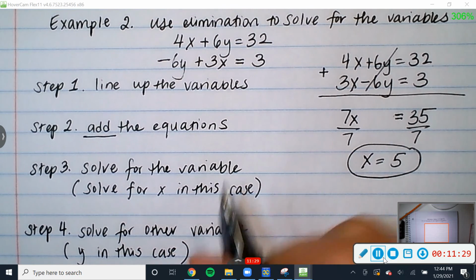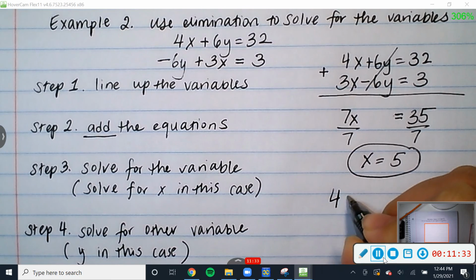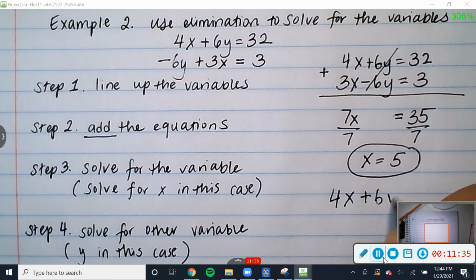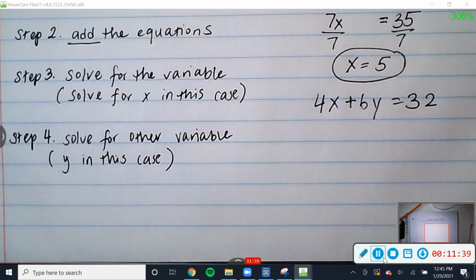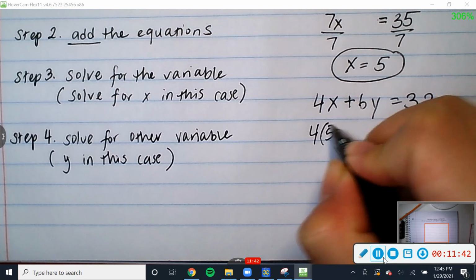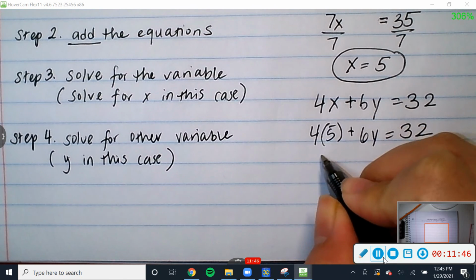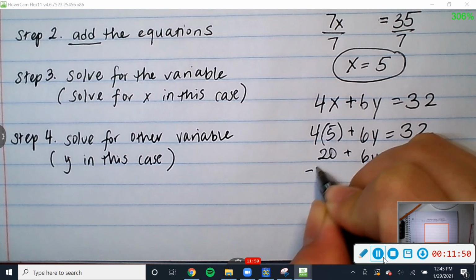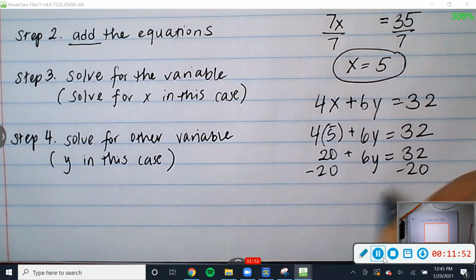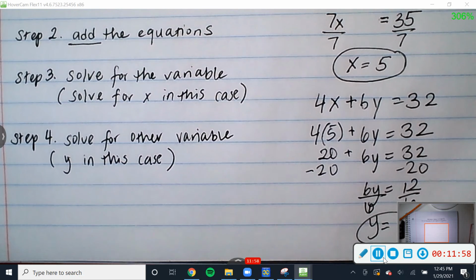Plug it into one of the original equations to solve. I'm going to just use the first one. So I'm going to use 4x plus 6y equals 32. I'm going to plug in x equals 5 and solve for y. 4 times 5 is 20. I'm going to subtract 20 on both sides. This leaves me with 6y equals 12. Divide by 6 on both sides. Y is going to be equal to 2.